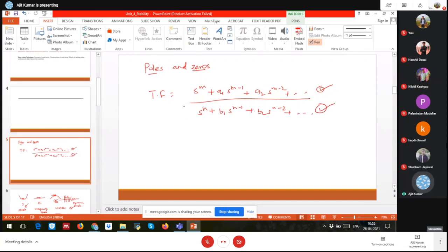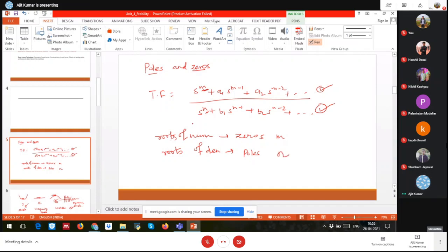The roots of the numerator are known as zeros of the transfer function, and the roots of the denominator are known as poles. So here we will have m roots, so m zeros. This is nth order, so we will have n roots or n poles.